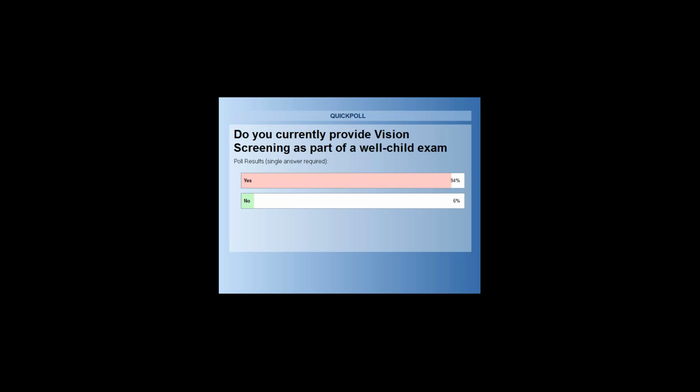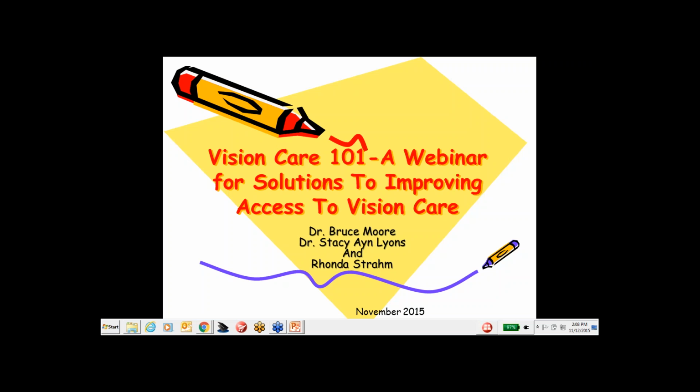Now, furthermore, we know that for many of the vision problems that we will be talking about in the next few minutes, early detection and early treatment improve outcome. That's true, obviously, for many conditions, but it is especially true for vision problems that can cause either permanent vision loss or cause problems with a child's ability to learn.